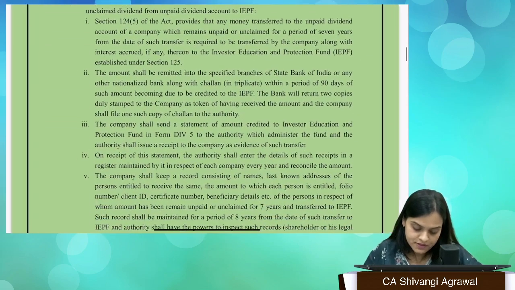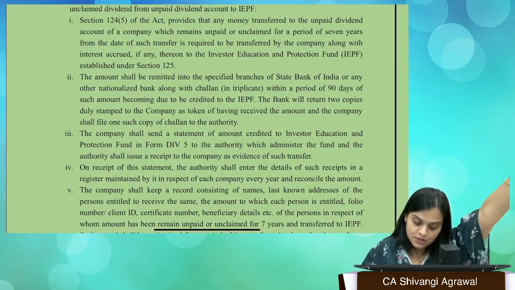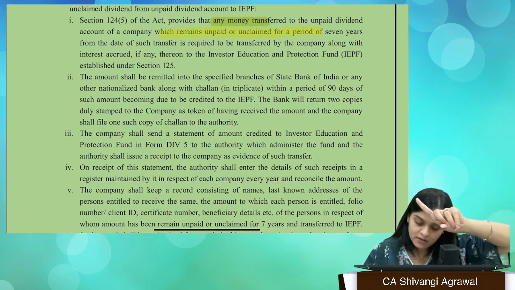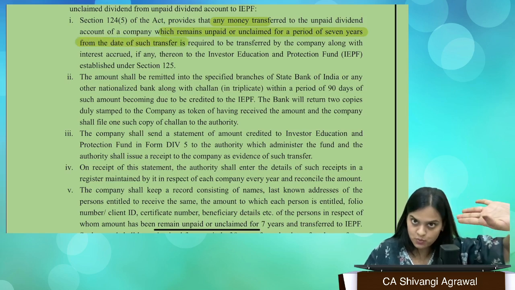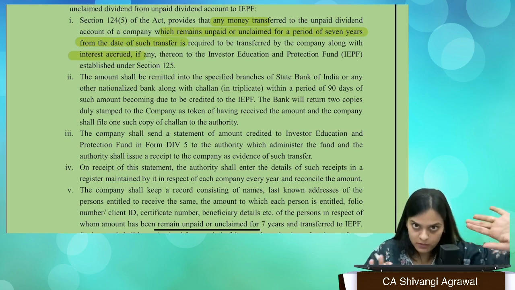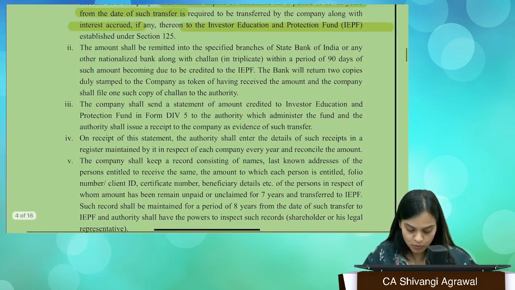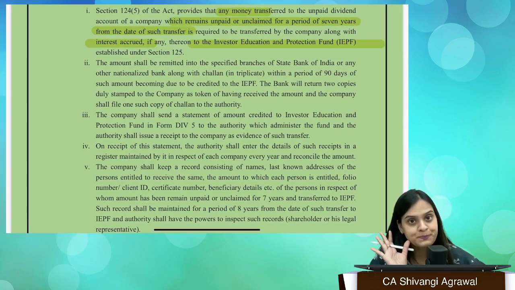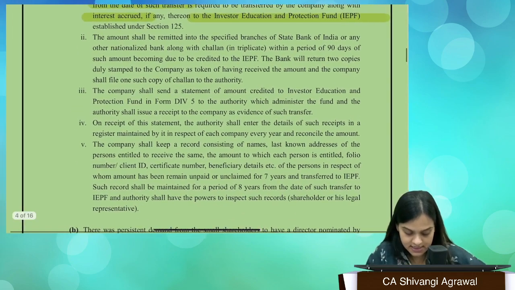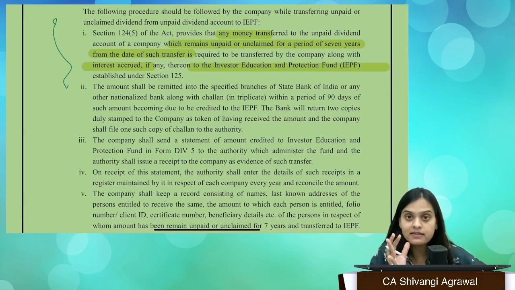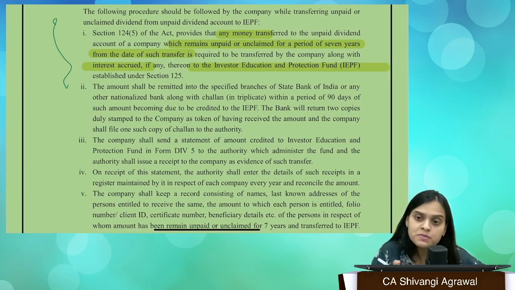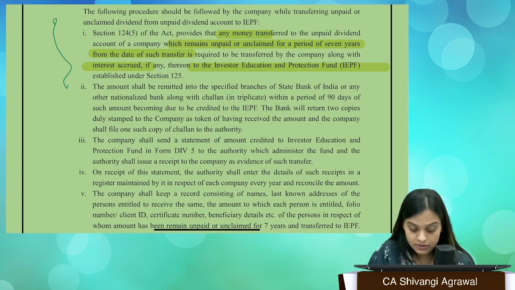Now, the very first thing, when it is going to be transferred. Any money which remains unpaid or unclaimed for a period of 7 years from the date of such transfer is, along with its interest, whatever is there, has to be transferred to IEPF. When you write this, you probably get 1.5 marks. This particular one thing is very important. Most of the steps will eventually have 1 mark, and there will be some steps which will have 1.5 marks. So that's how it works.